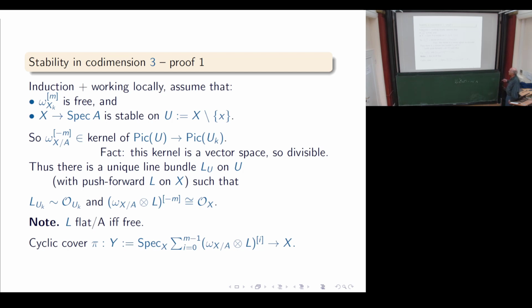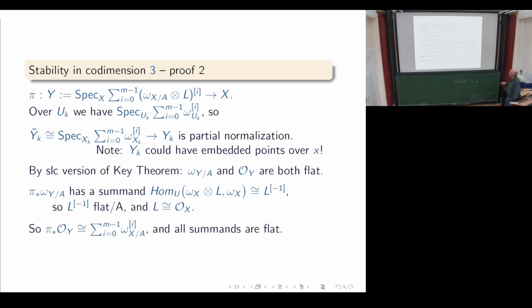And so what can I say about it? Well, let's write here. This is my cyclic cover. Now over UK, I have this cover, and I have this map, which is a partial normalization. And in fact, this is a homeomorphism. So out of this, I just have a homeomorphism.